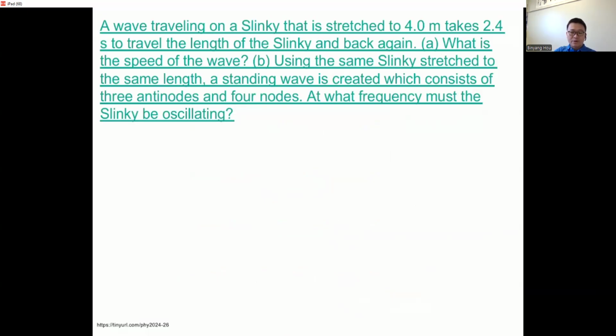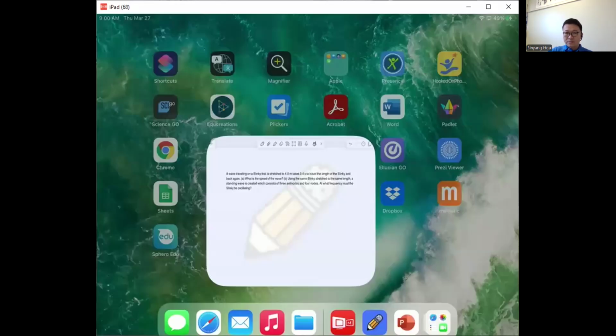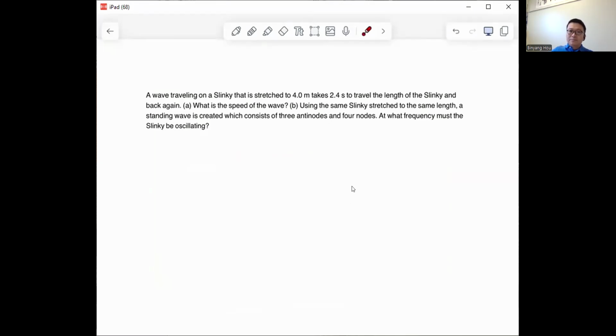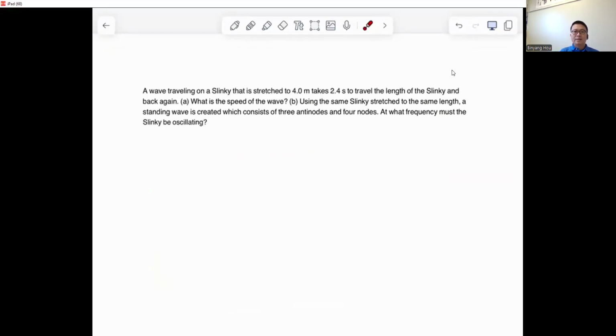Let's take a look at the first example of the day. A wave traveling on a slinky that is stretched to 4.0 meters takes 2.4 seconds to travel the length of the slinky and back again. So let's go to another app I have here. It tells us the slinky total length is 4, so we can draw this out here. The total length is 4 meters, and the wave travels back and forth in 2.4 seconds. It's asking for the speed of the wave.